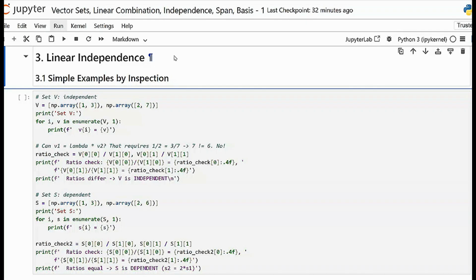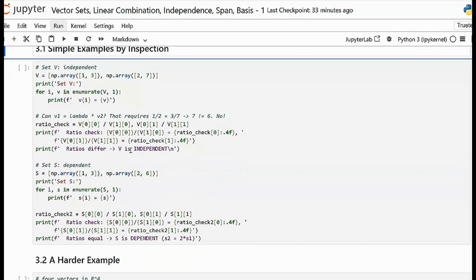Think of it in this way: each independent vector carries genuinely new information that the other vectors do not. And a dependent vector is redundant; it is already reachable from the others. Let me discuss it with this example. Kindly observe, dear friends.